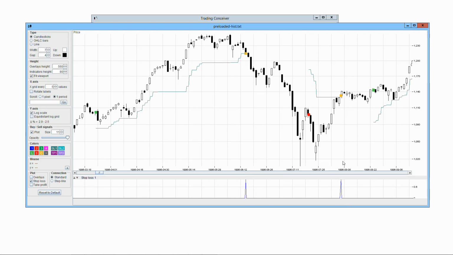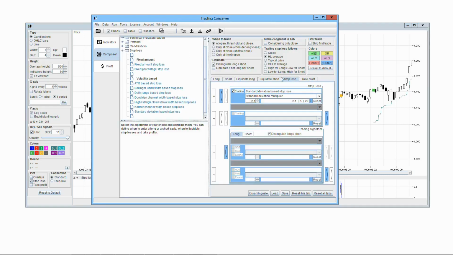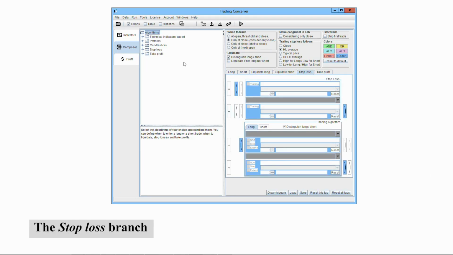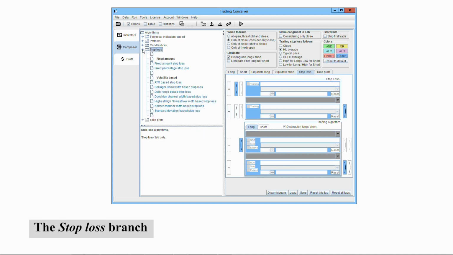All other types of algorithms asserting when to liquidate in 3D Conceiver are to be intended as liquidate algorithms, not stop loss, so they must be entered in the liquidate tabs of the composer. To view the implemented stop-loss algorithms, in the Composer tab select the branch Stop Loss. As usual, intraday algorithms appear in blue in the tree, and stop-loss algorithms make no exception.